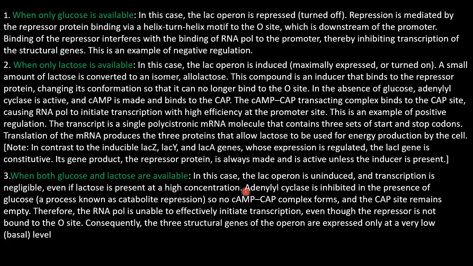But remember, glucose is present. Glucose presence means inhibition of adenylyl cyclase. So no cyclic AMP will be formed. In fact, that process where glucose inhibits adenylyl cyclase is known as catabolite repression. So no cyclic AMP-CAP complex forms, and thus the CAP site will remain empty. So RNA polymerase is unable to effectively initiate transcription, even though the repressor is not bound to the O site. So it can bind to the promoter site, but it will not carry out transcription since the CAP site is empty.